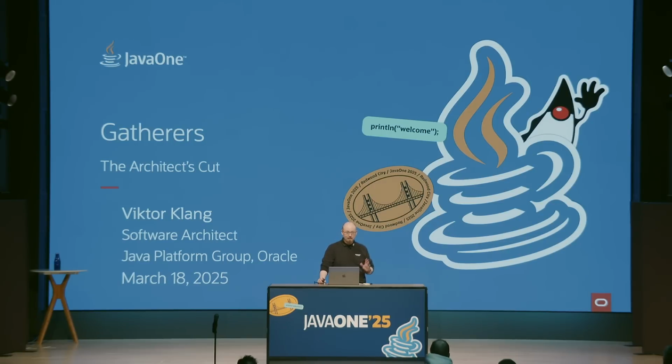So, I'm Viktor Klang and I work at the Java Platform Group at Oracle as a software architect. And I've been working on stream gatherers for a while, so I thought it would be a good opportunity to share some of the recent work there.